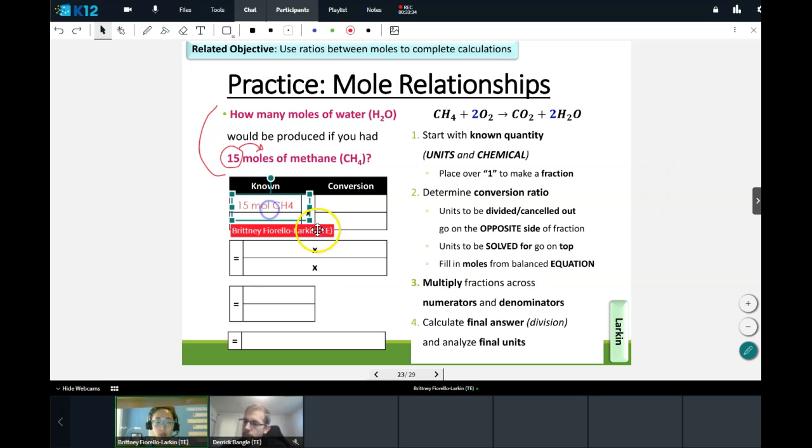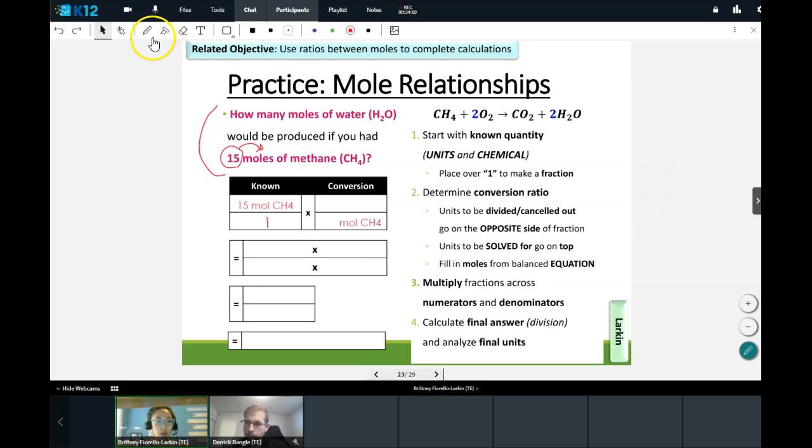To turn it into a fraction, I put it over what number? Anything over 1 is still itself, but is now a fraction. Perfect. Now, I have moles of CH4 in the first step, and I want to get rid of it. In the next step, where does it go, the top or the bottom? We start out with moles of CH4 on top. In the next step, it needs to go on the opposite, which would be the bottom. Exactly. Moles of CH4 goes on the bottom, not putting any numbers in yet, just taking a look at units.